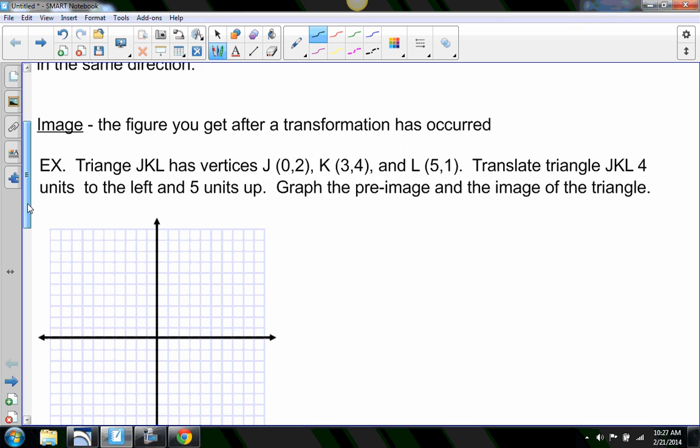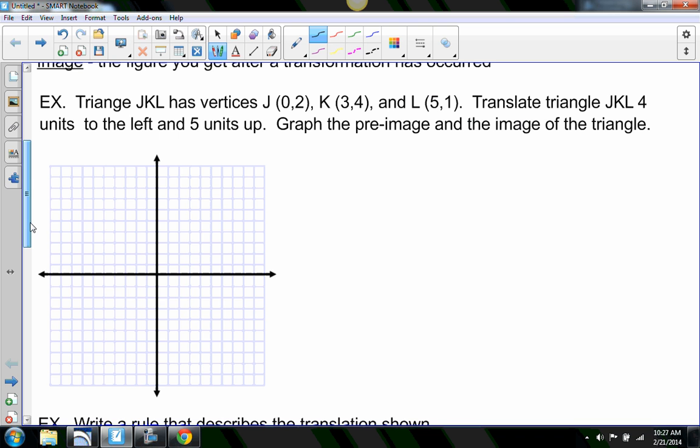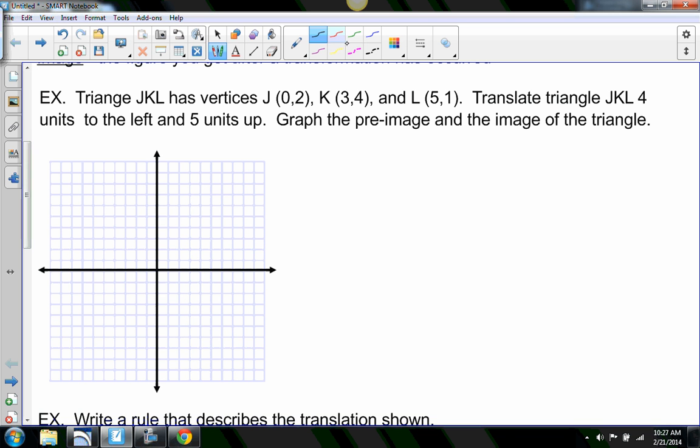If I want to do this one here, it says triangle JKL has vertices of J, which is at (0, 2). So I'm going to put these on here. (0, 2) would be right here. (3, 4), remember you go left and right first, so (3, 4) would be right there, and then (1, 5), 1, 2, 3, 4, 5, would be right there. So here is my pre-image of JKL.